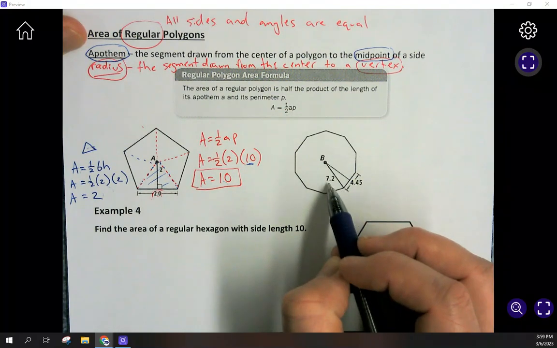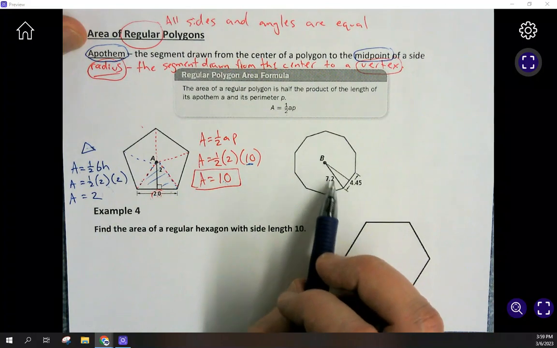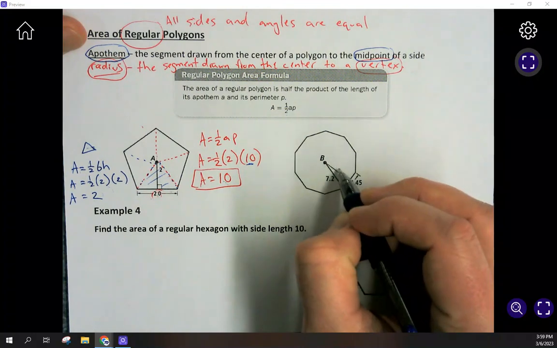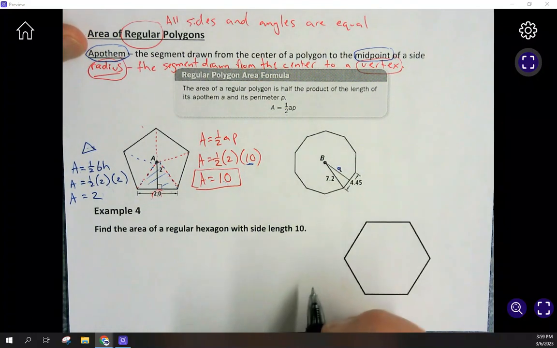But this length right here is not the apothem. It's going from a vertex to the center. That's a radius. This would be the apothem. It's going from the center to the side. So we need to find that. That is little a right there.